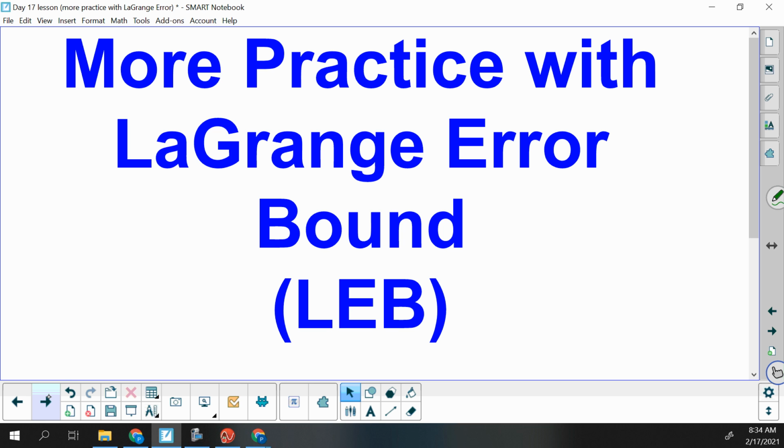All right, because we're going to be in day 17 notes in your notes packet, we're going to do another day of practice with Lagrange error bound. Our fourth example that we see today will be a really important one because that's how Lagrange shows up on the AP exam.